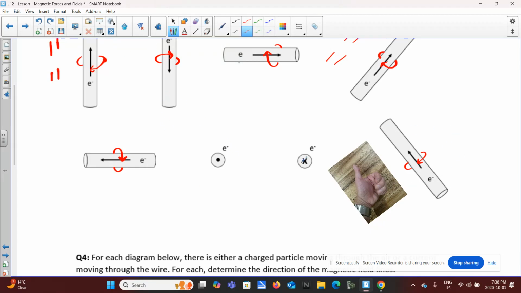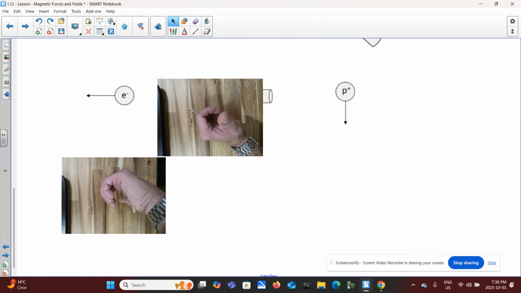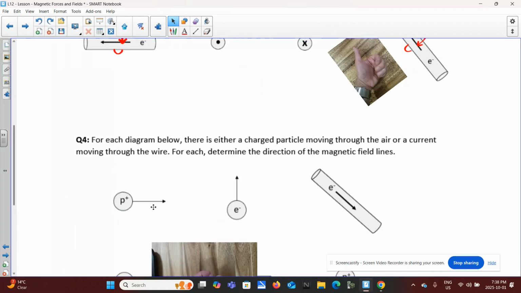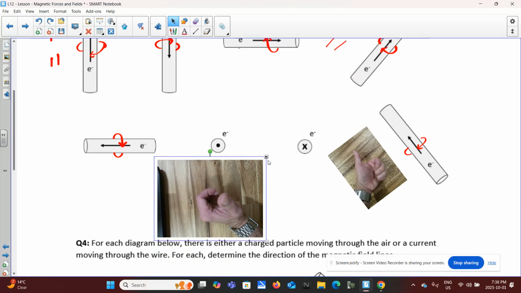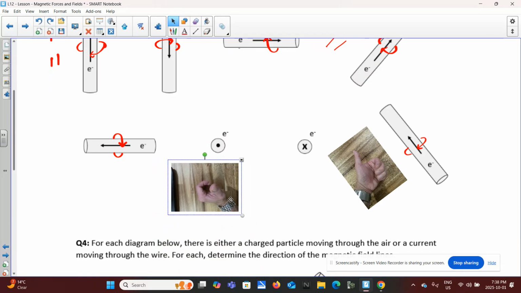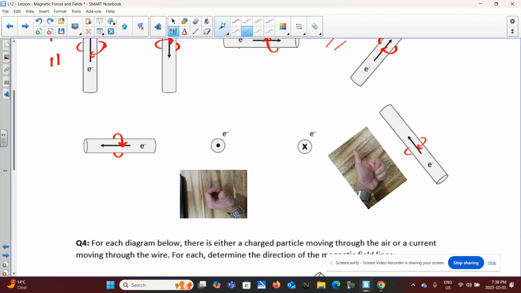Now I've got the dot and the X. So I got to go down to the bottom, and I got to pull this thumb up. This one is coming out of the page, so my thumb is coming out of the page. So if my thumb's coming out of the page, what's happening with my fingers? Well, my fingers are wrapping around like that, so I'm actually going to have a magnetic field that is going to go around like that, looping around.